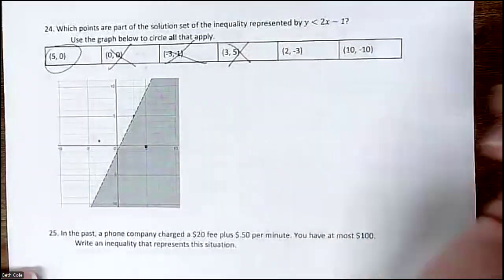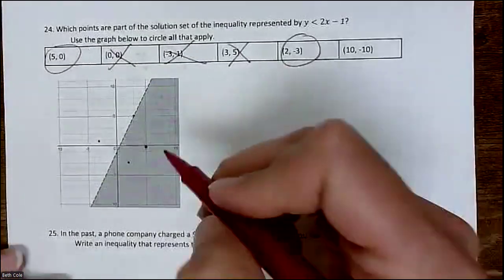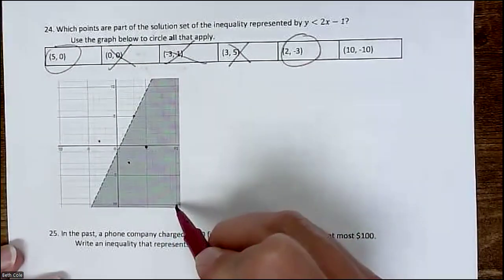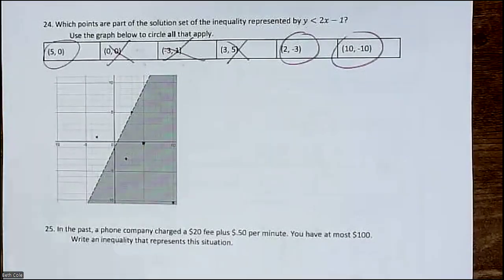Thank you. All right, 2, negative 3. What do you think? Yeah, 2, negative 3 is right there. That's in the shaded part. And then 10, negative 10 is right here. So yes. All right, and then the last one.